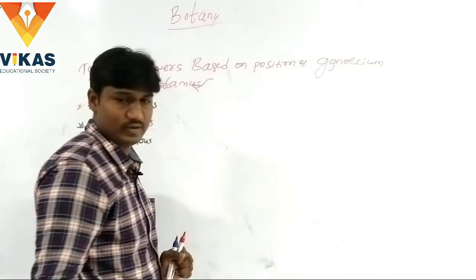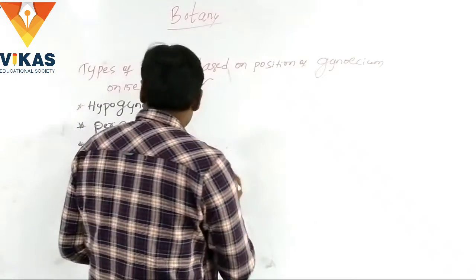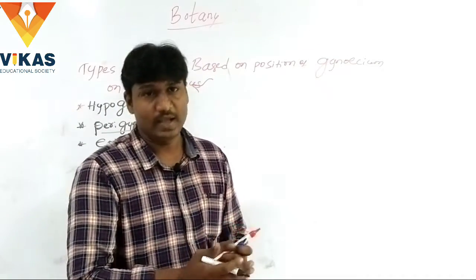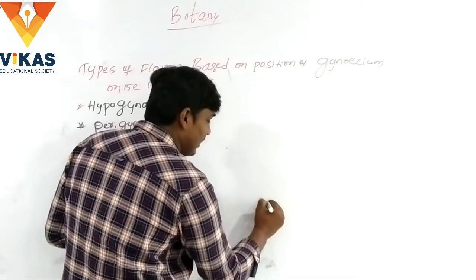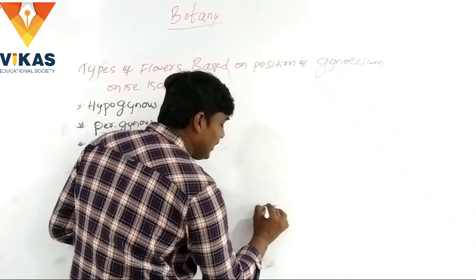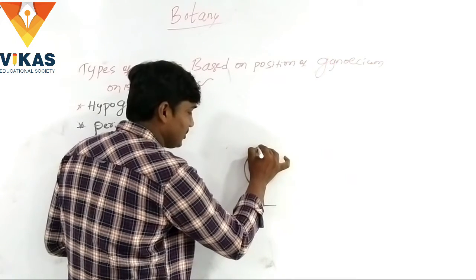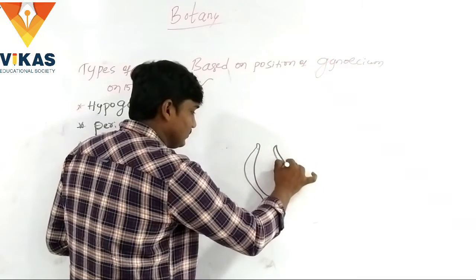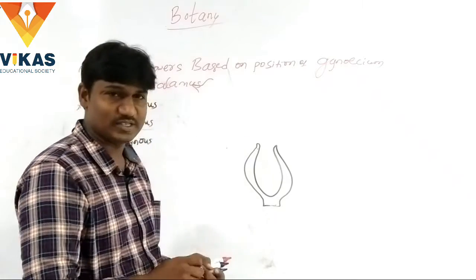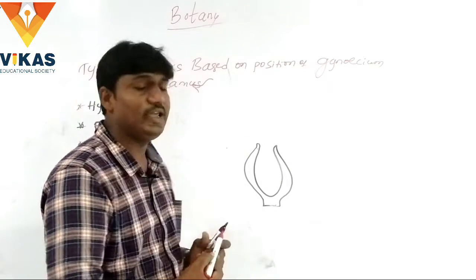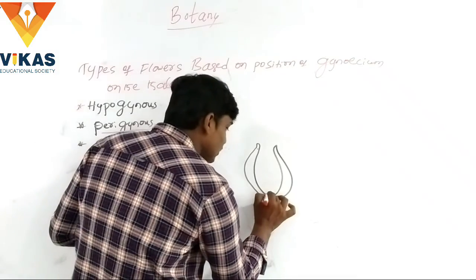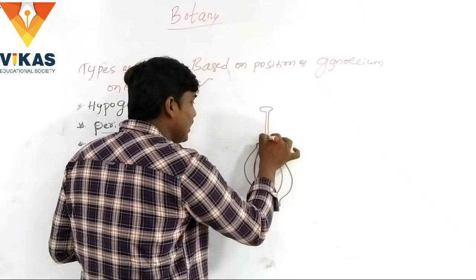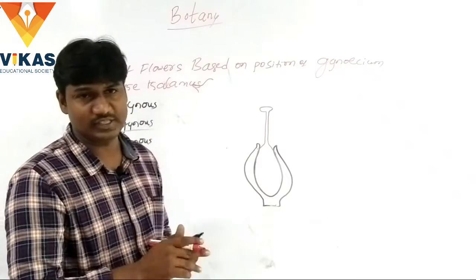Another type is the epigynous flower. What is an epigynous flower? In perigynous, the ovary or gynoecium is located at the center of the thalamus. In epigynous, the thalamus is deep and cup-like in structure, and the ovary is completely enclosed by the thalamus.